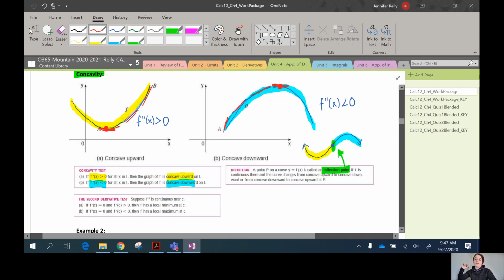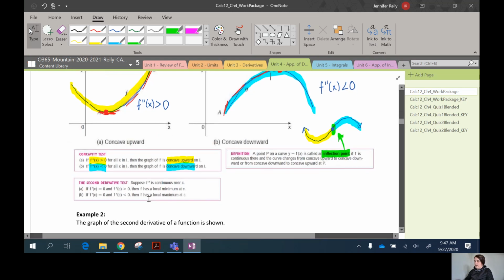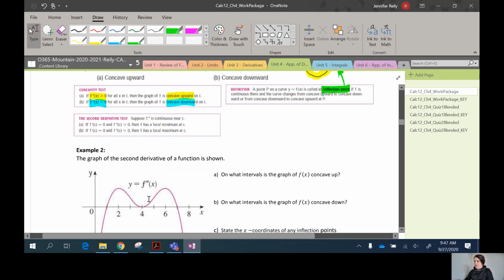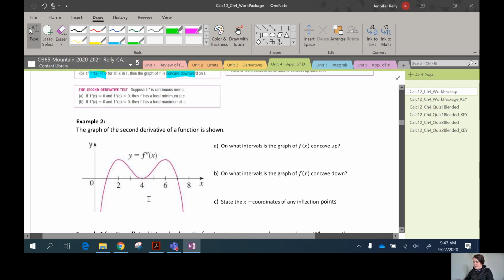So it can also confirm what you found in the first derivative test. That's what it has in this third box here. Okay, so we're just going to practice by doing a quick example. I picked this example because these can often be tricky.